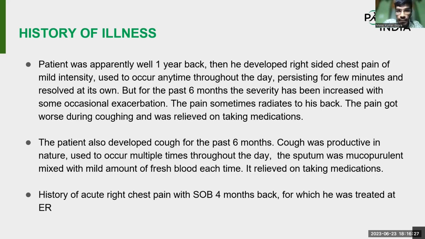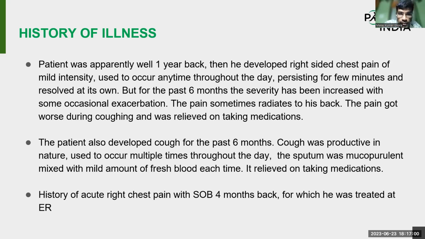The patient was apparently well 1 year back. Then he developed right-sided chest pain of mild intensity. It used to occur anytime throughout the day, persisting for a few minutes and resolving on its own initially. But for the last 6 months, the severity has increased with some occasional exacerbation. The pain sometimes radiates to his back also. It got worse during coughing or deep breathing and was relieved on taking medication.